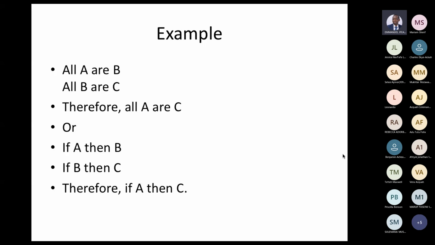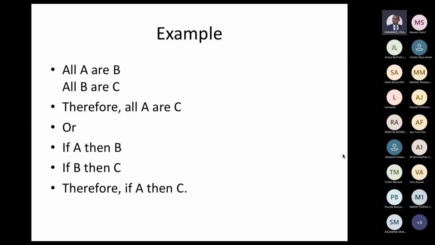Example, all A are B, all B are C. So you can see that the consequent of the first premise, which is B, becomes the antecedent of the next premise. And the consequent of the second premise, C, can become the antecedent of another premise. That's why you can have all A are B, all B are C, all C are D, all C are E, and so on.